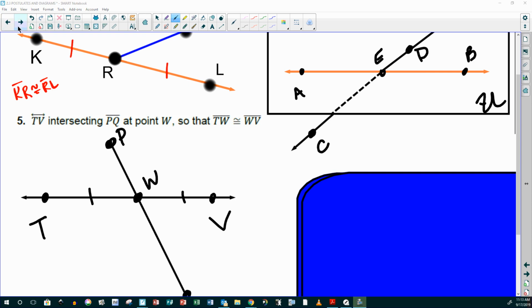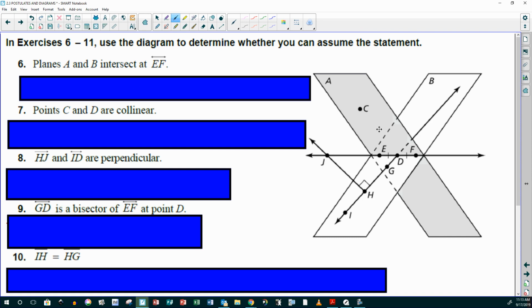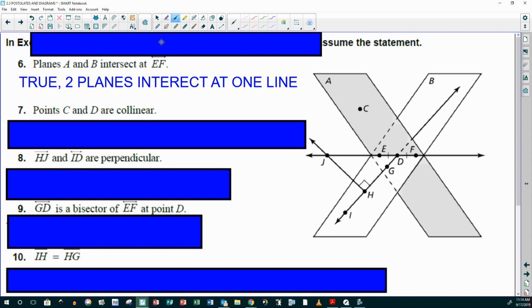All right, so here we're going to look at this picture. You have 2 planes that are intersecting, and we're going to decide if they intersect at line EF. So if you think about plane A goes to like right here, if you just look at the top part, and then plane B, if you just look at the top part, they intersect at EF. So true, 2 planes intersect at one line. So the definition, they intersect at one line, and they do intersect at EF.